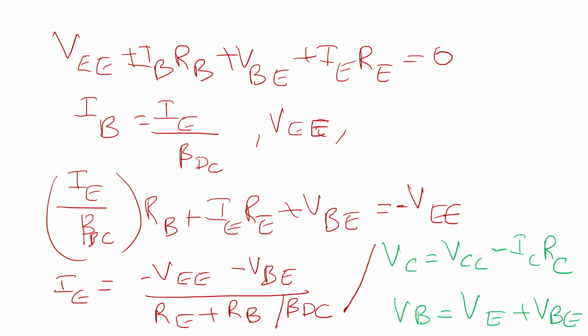Now we have gone through the different types of biasing. Out of five types, we have discussed four types of biasing: base bias with emitter feedback, base bias with collector feedback, and this one, emitter bias. The other types of biasing we'll try to discuss in our next video.